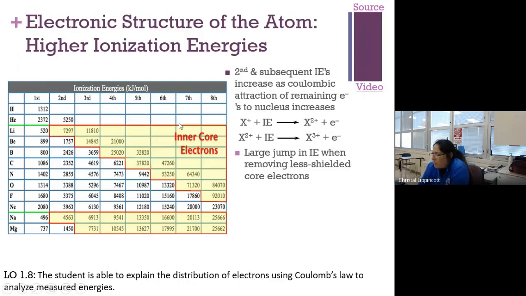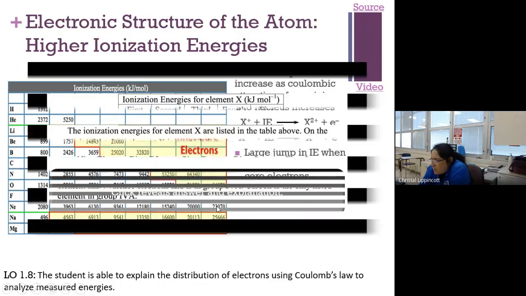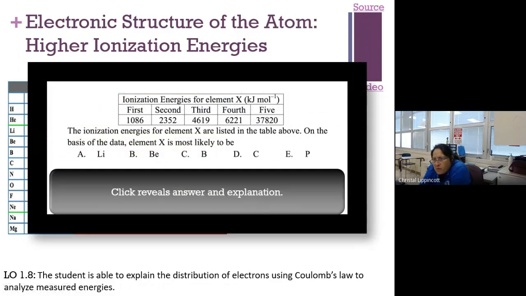All right, here we go. Second and subsequent ionization energies increase because your Coulombic attraction is going to increase. You've got more protons pulling on those electrons. Okay, so you're going to get a large jump, especially when you go from like here to here, when you hit that level, because you're getting closer in because that distance is decreasing. Okay, so keep that in mind. See how we do on this one.